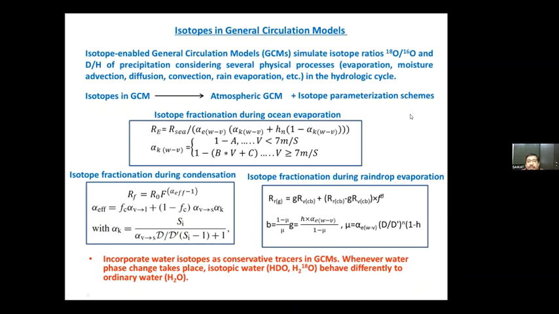These parameterization schemes are incorporated into the model. Some of the parameterizations I am showing you are the equations that the model follows for ocean evaporation, during condensation, and during raindrop evaporation, and finally they give you the delta D and delta 18O, that is the hydrogen and oxygen isotope values of the rain and vapor. That is how isotope-enabled general circulation models work.